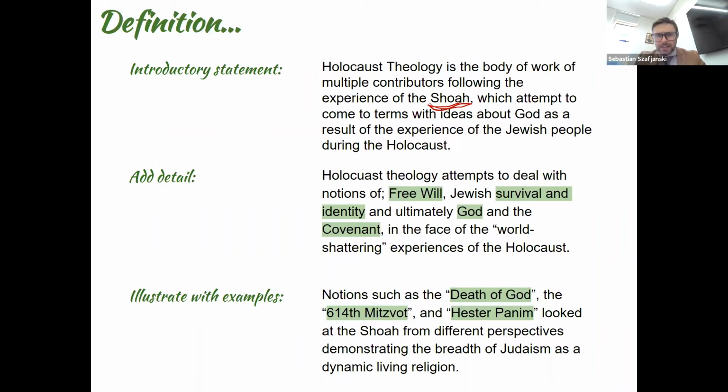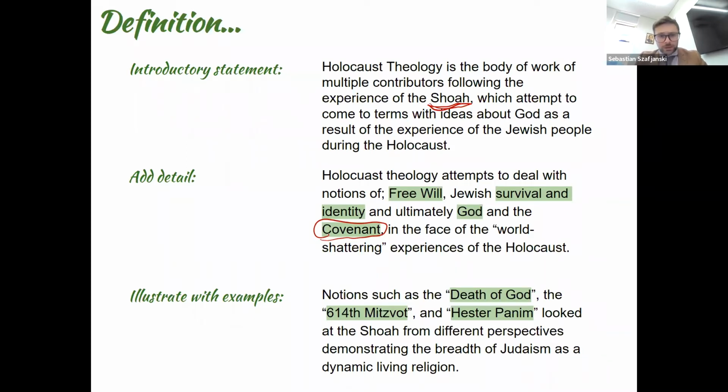And so if we add detail to our introductory statement of the definition, we sort of go further and we say Holocaust theology attempts to deal with notions of free will, survival and identity, and ultimately God and the covenant. So already, before we've said anything else, we're already bringing in principal beliefs. So I hope you all remember your preliminary study of Judaism. Our principal beliefs are vitally important, as are other aspects of our preliminary study as we keep going through. And I hope you'll see that there's a link in that all the way through. So this covenant in the face of a world-shattering experience of the Holocaust.